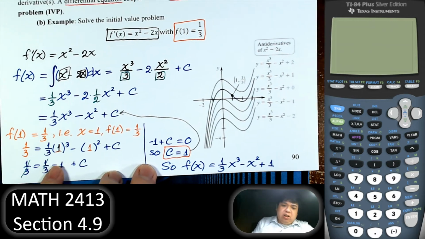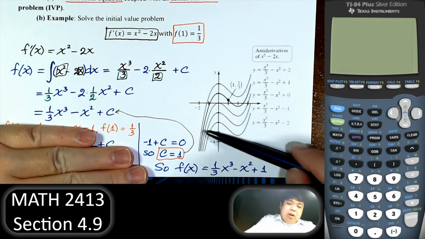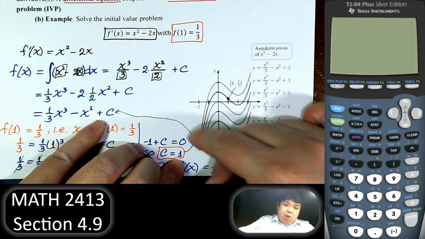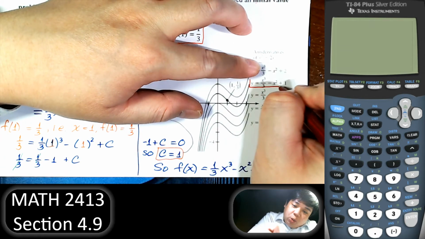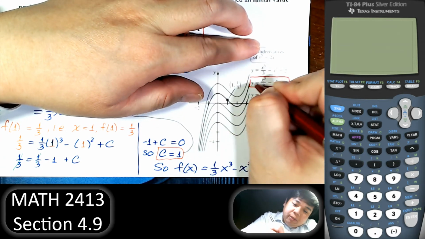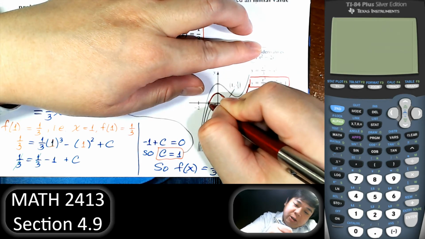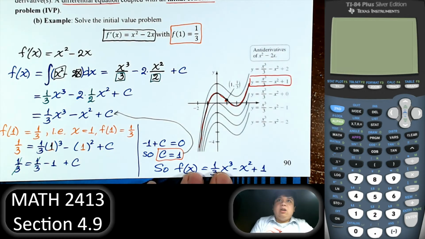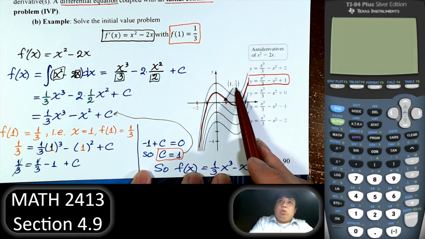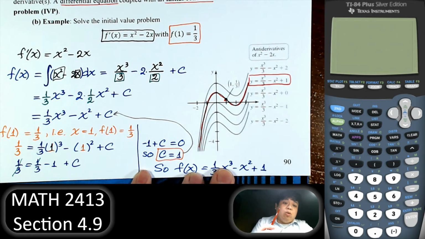and the initial condition. Of course, if we just find the indefinite integral, there will be a bunch of different functions, right? All of those functions. But only this function, where c is equal to 1, only this function goes through this point 1 and 1/3. When x equals 1, the function is equal to 1/3. So there's a bunch of antiderivatives, but only one antiderivative satisfies this initial condition.